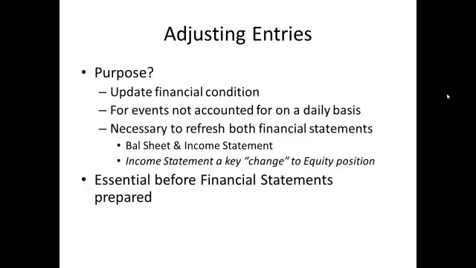What's the purpose of adjusting journal entries? To update financial condition for certain events that are not accounted for on a daily basis. Now, it's necessary to refresh both financial statements. We're talking balance sheet and income statement. The income statement, of course, is a key change to the equity position. Has a profit been made? If so, it increases the owner's equity category.